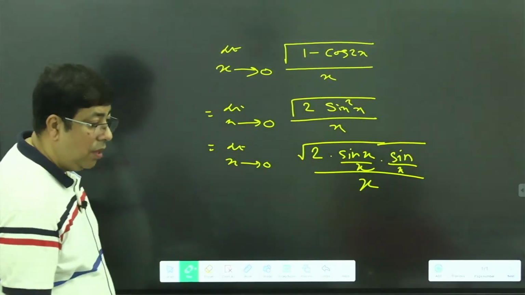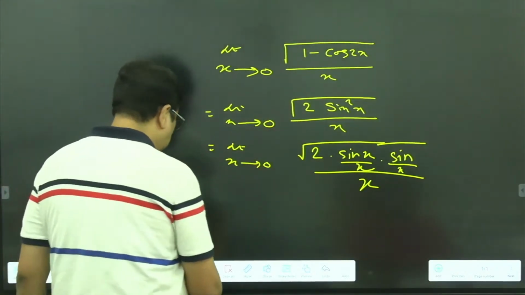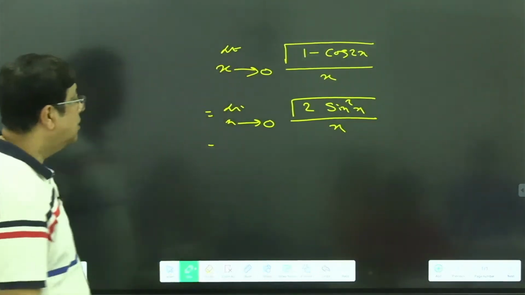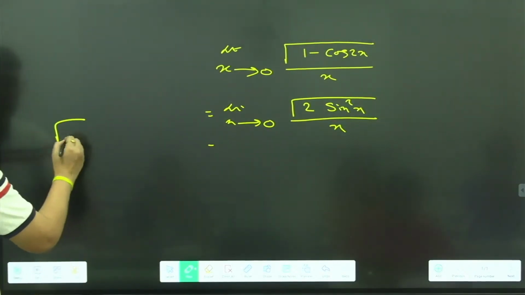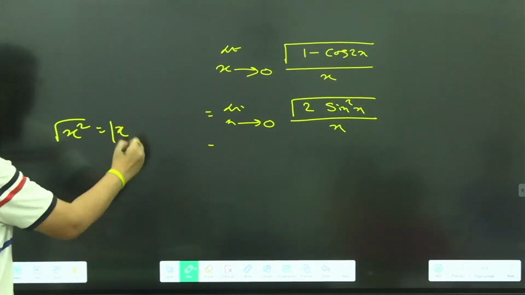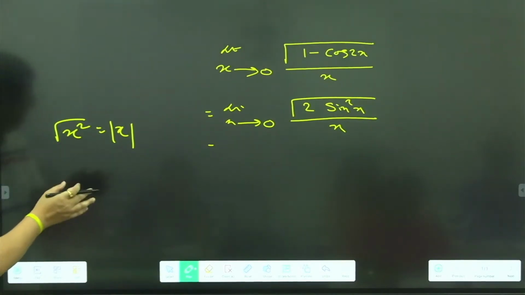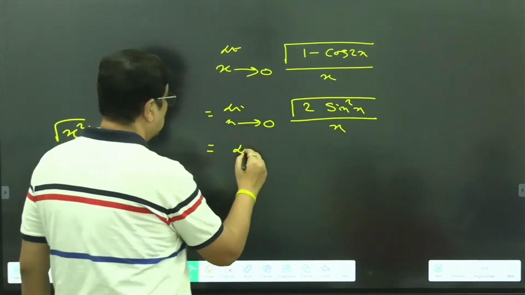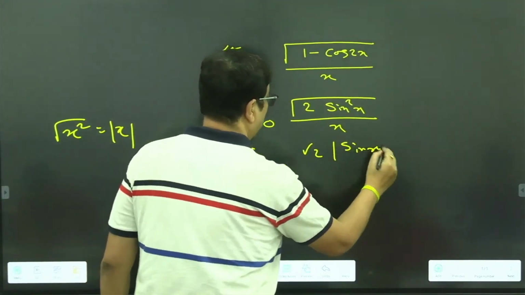Everybody, this is a very important fact. Remember this. Just I am changing this. See this? In this particular case, root over of x square means mod x. Remember this. Root over of x square is mod x, because we don't know whether x is positive or negative. So we are applying mod. So in this case, we can write limit x tends to 0, root 2 mod of sin x by x.